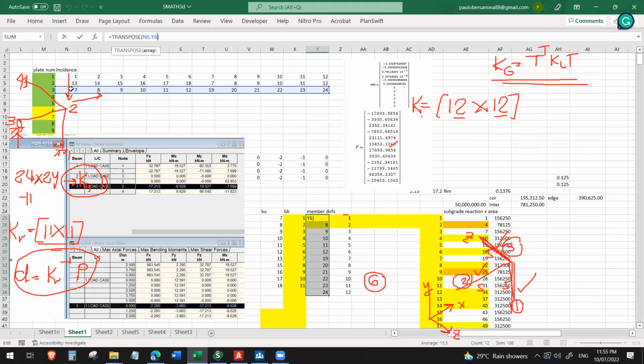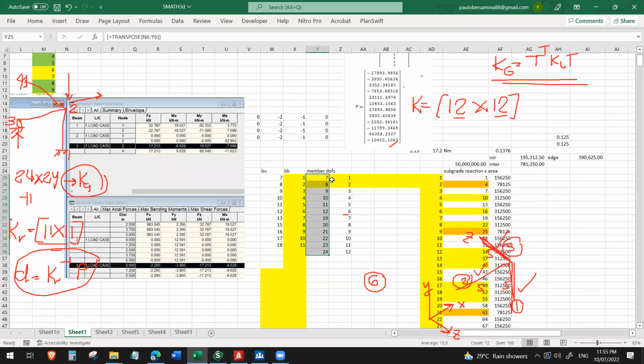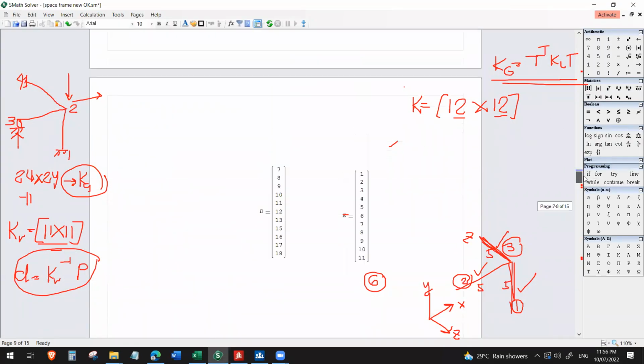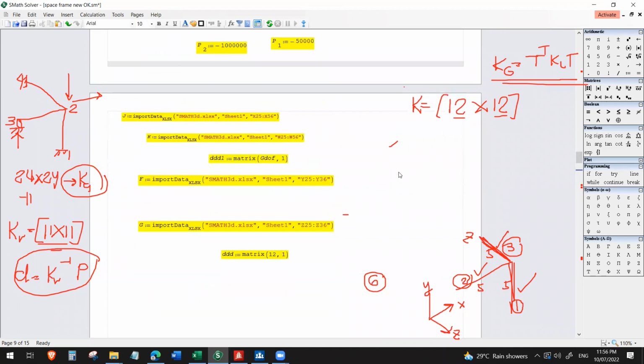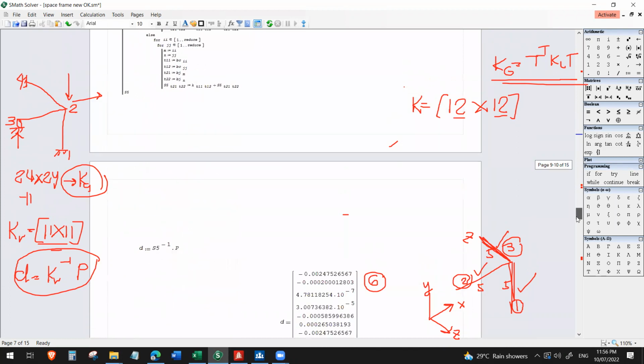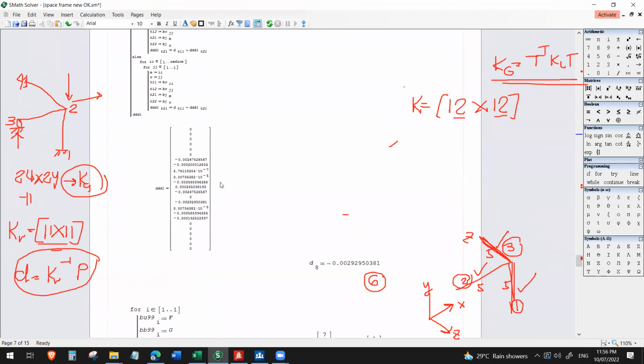For example, I need to extract the force of member 3, which corresponds to N6 to Y6. So have that, then YZ, and then SMAT will extract that for us using this code. Where is YZ? So this is YZ, right? This is a code to extract the required displacement and member forces, along with this code.